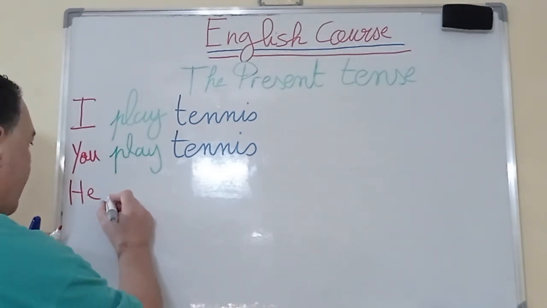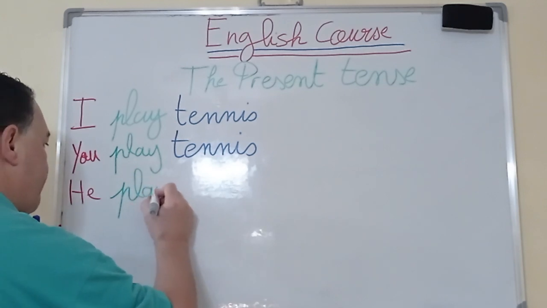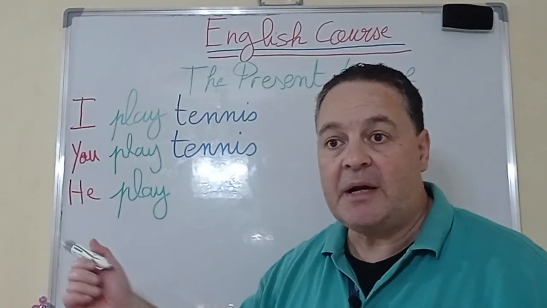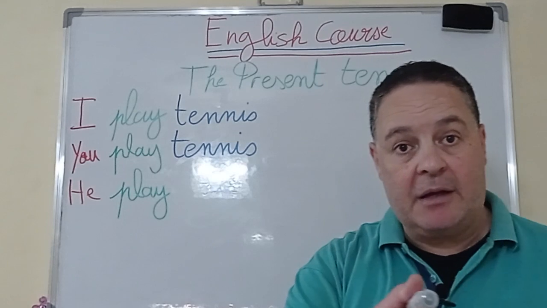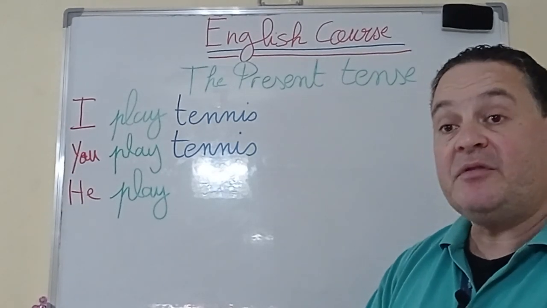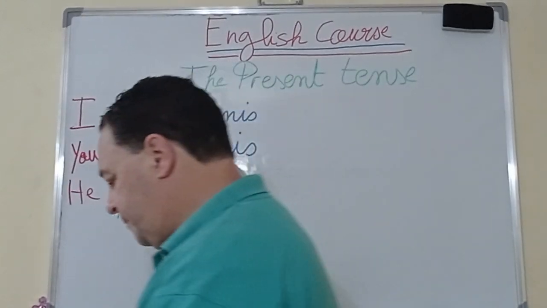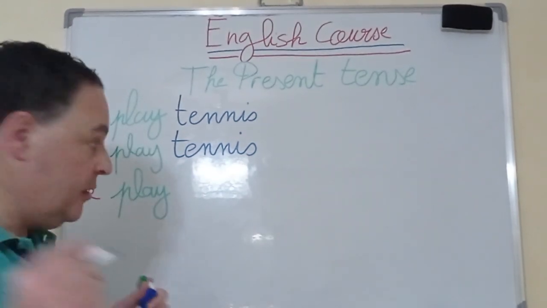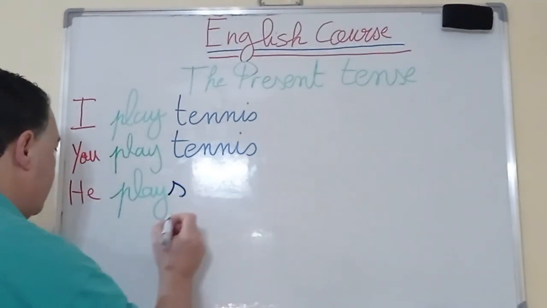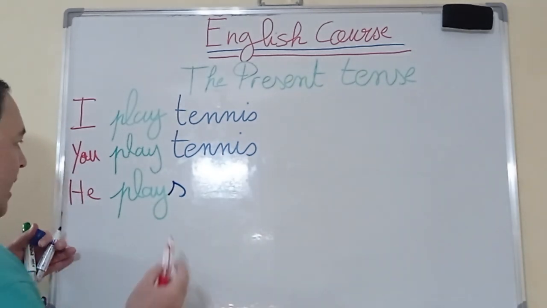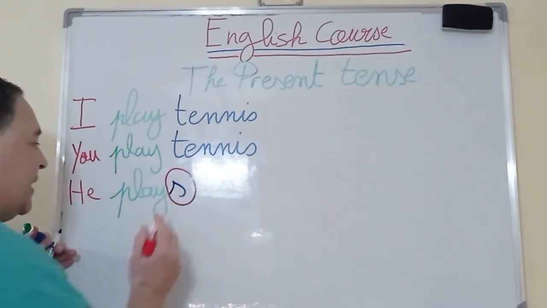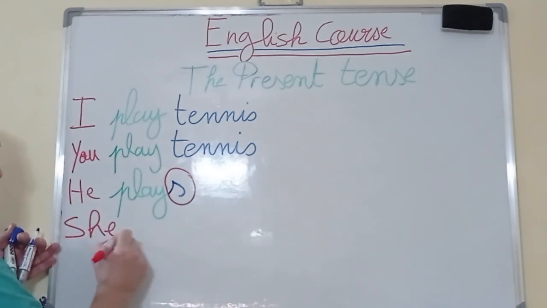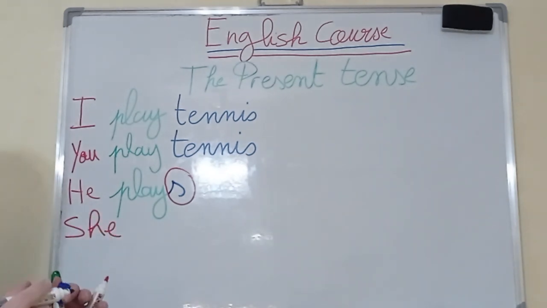For he, I say he play. Can I say he play just like this? Is it correct here? It is not good. I have to add an S for he and she. For the third singular person, he plays or she plays, so pay attention. I have to add an S. And for she, I will say she play.